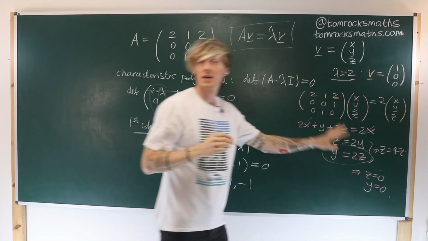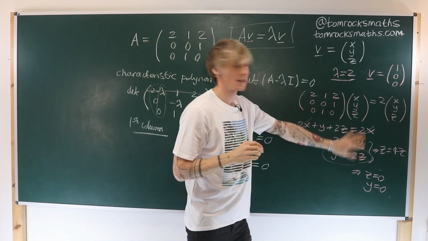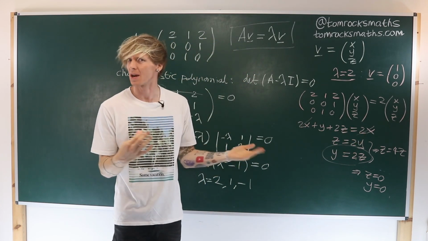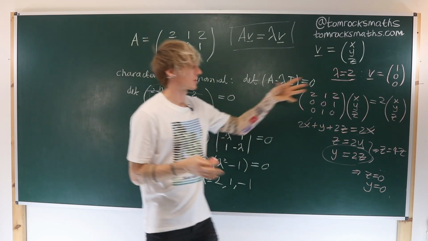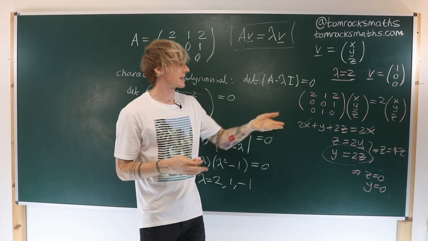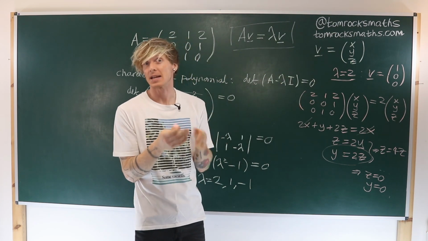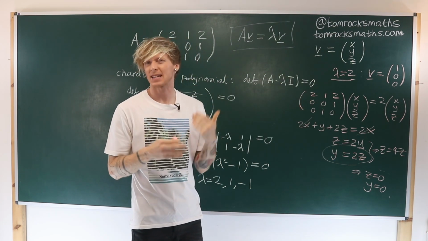We have to have y and z being 0, otherwise the equations are contradictory and we can't have that. So they have to be 0. X can be anything. Let's just pick it to be 1 to make it nice and easy, and so we actually get the unit vector along the x-axis.